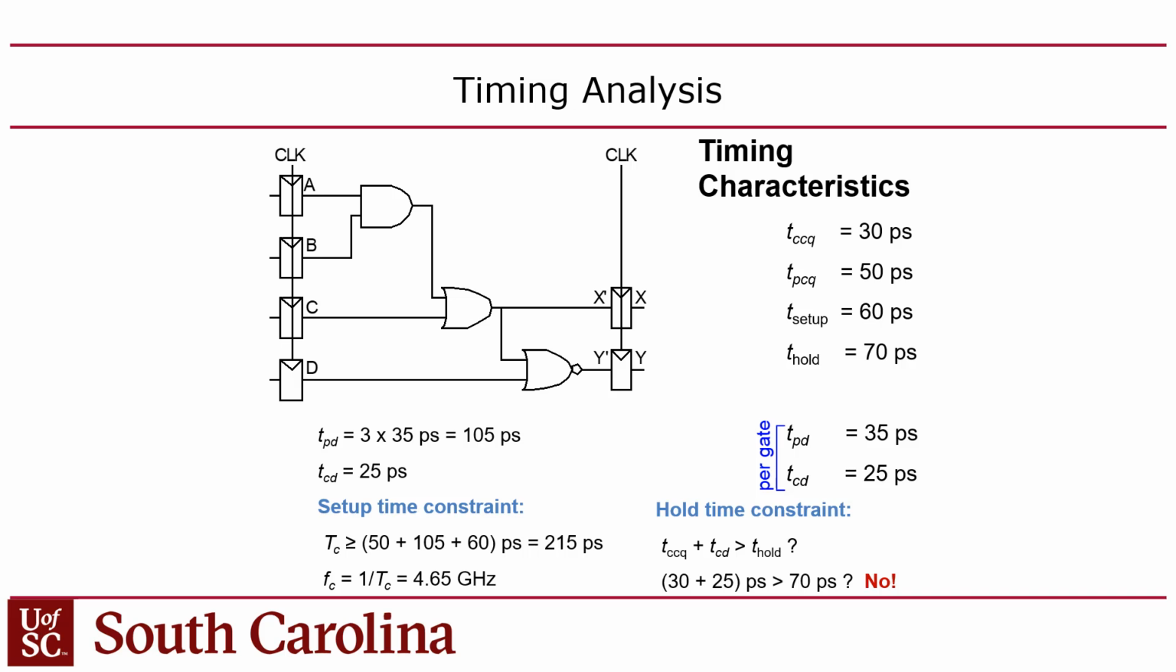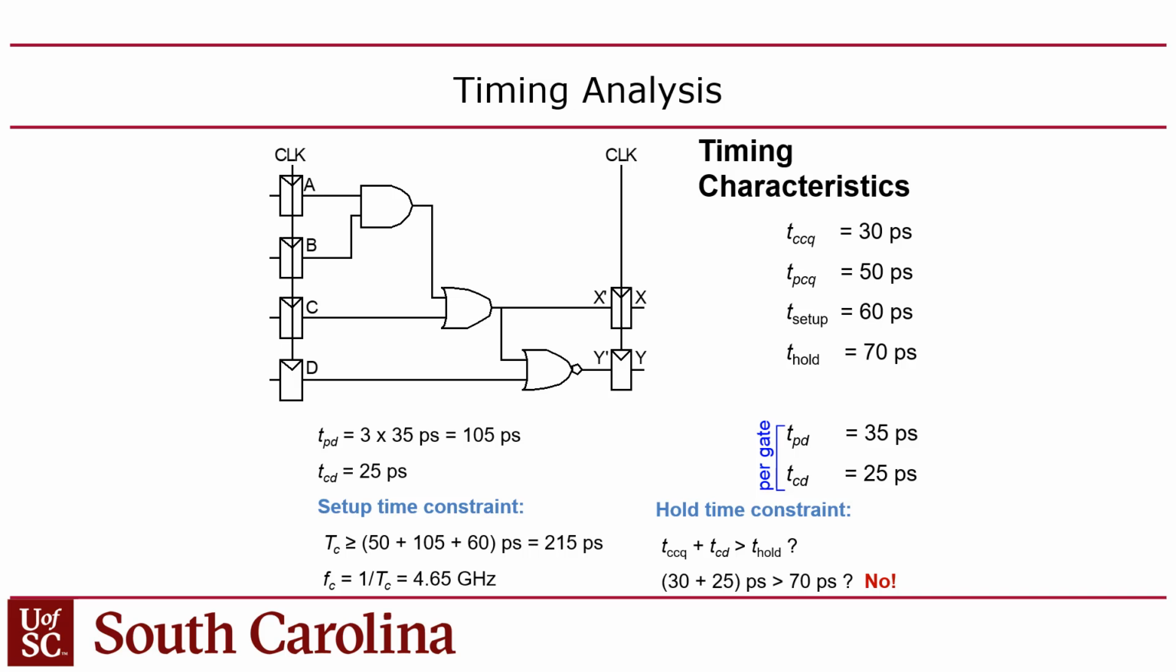Okay, so the setup time constraint says that, in this case, we're going to put the clock speed on one side of the inequality. The clock period has to be greater than or equal to the propagation of the flip-flop, which is 50, plus the propagation of the logic, which is 105, plus the setup time of the flip-flop, which is 60. So that's 50 plus 105 plus 60 is 215 picoseconds. So it has to be at least that, if not greater. And that's 4.65 gigahertz, if you take the reciprocal of that.